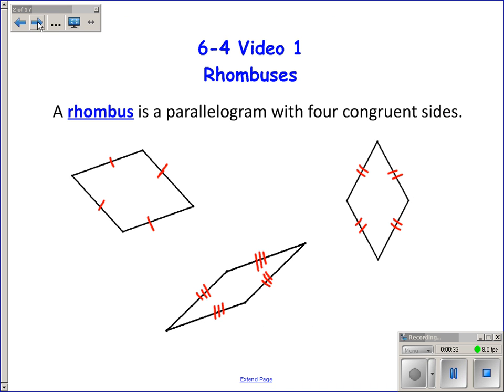To begin with, in this first video, I'll talk a lot about rhombuses. A rhombus is a parallelogram with 4 congruent sides. I have 3 pictures of rhombuses down here. Typically, when you see pictures of rhombuses, especially one like this, in the past, you've called it a diamond. Although a lot of people use that, the true mathematical or geometric name for a diamond is a rhombus. A rhombus is any quadrilateral or parallelogram with 4 congruent sides.